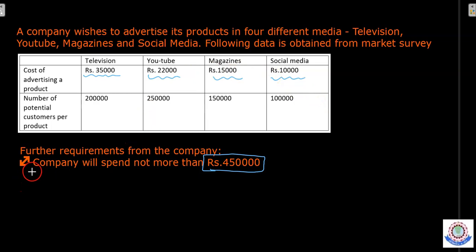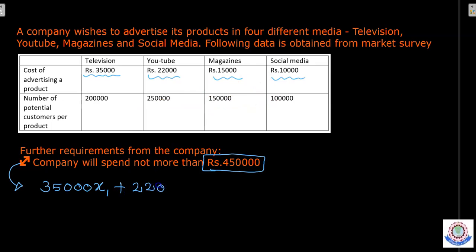So the first constraint for this particular thing, the mathematical equation we can formulate, is 35,000 into x1. For one product the cost is 35,000. So in TV I am going to advertise x1 products, so the total cost will be 35,000 x1. Similarly, I can write for all other media also.